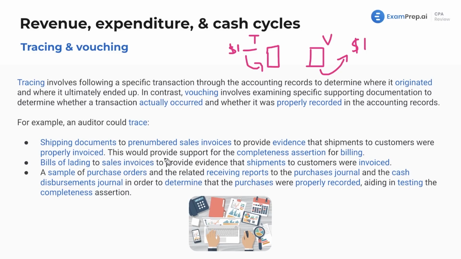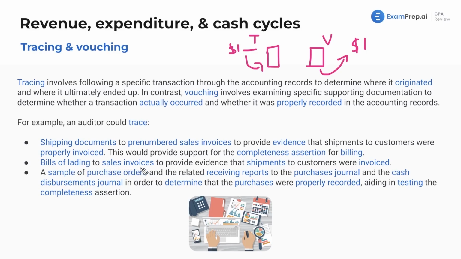Now let's see, how is this going to relate to auditing? Well, this would provide support for the completeness assertion for billing, making sure that you have a complete listing in your billing account, that everything is complete and accurate. Next up, trace bills of lading to sales invoices to provide evidence that shipments to customers were invoiced, right? This is proof that, okay, whatever was shipped was actually invoiced.